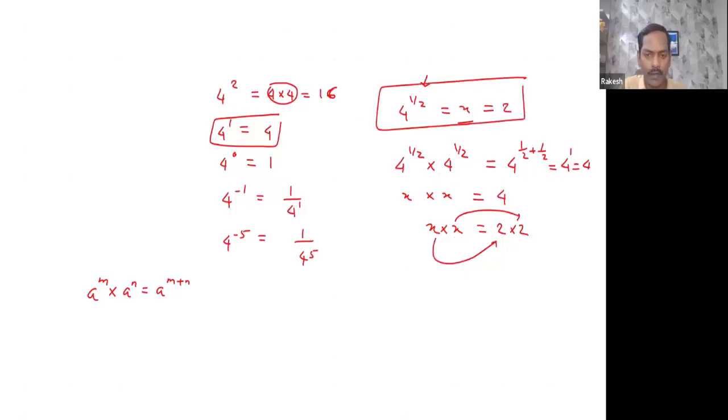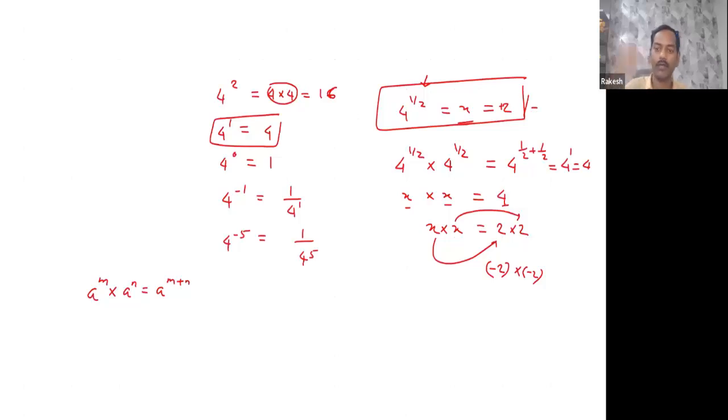Now some of you might be wondering, sir, why only 2? Can't we take minus 2? Because I need 4 to be the product of two same numbers, I could have taken minus 2 into minus 2 also. That is also a valid solution. So the value of x would have two different possibilities, which is either plus 2 or minus 2. Both are part of the solution.